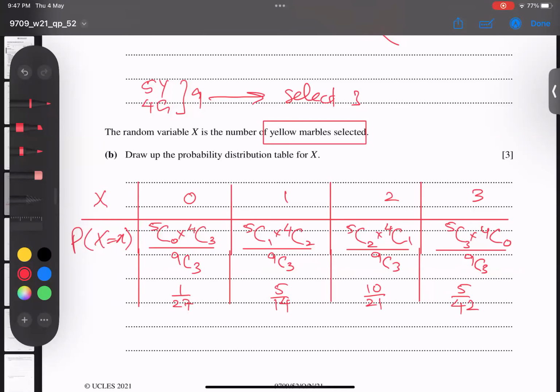All right. And interesting, if you add them all, the answer must come 1. So let me recheck. One minute. One mistake is coming here.